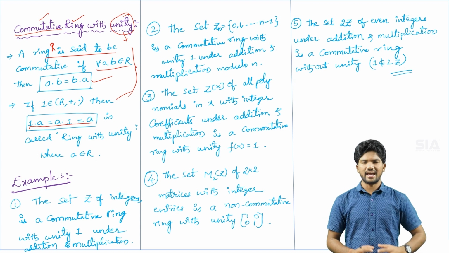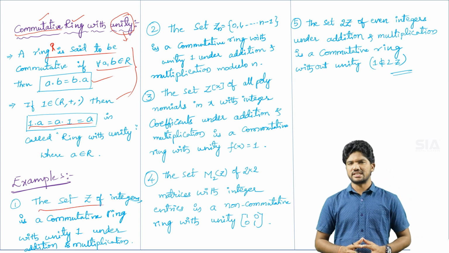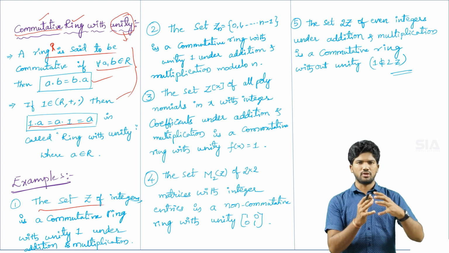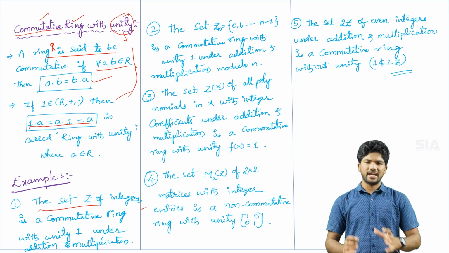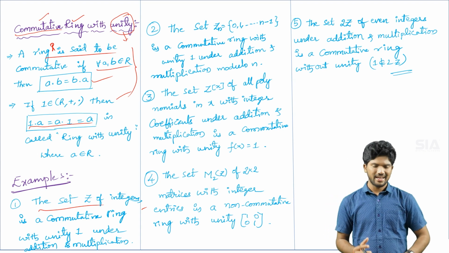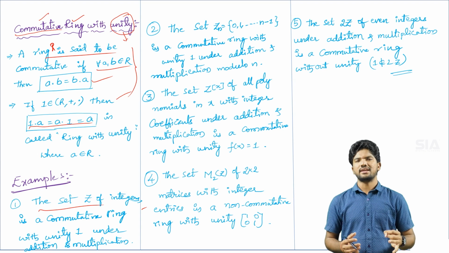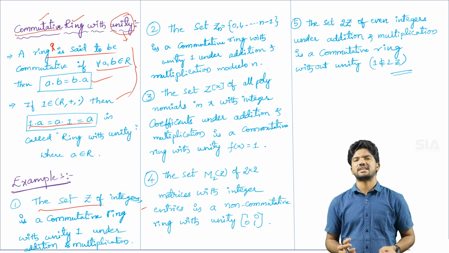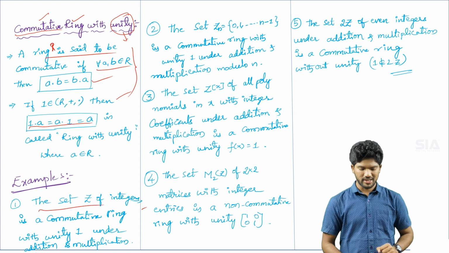Now, we are giving the examples. The first example is the set of integers: 0, plus or minus 1, plus or minus 2. The set of integers is a commutative ring, and a commutative ring with unity, under addition and multiplication. Why? Because if you talk about a ring, you have to talk about addition and multiplication, not only addition but multiplication also.